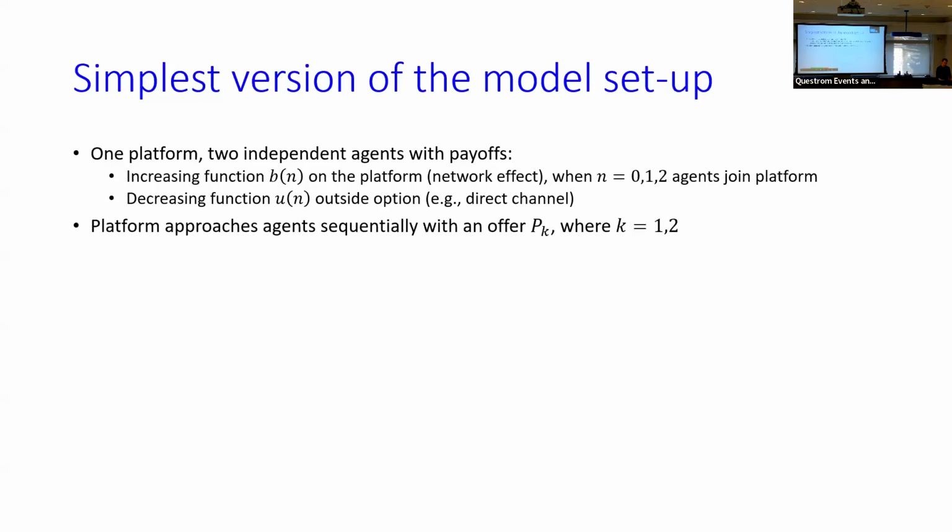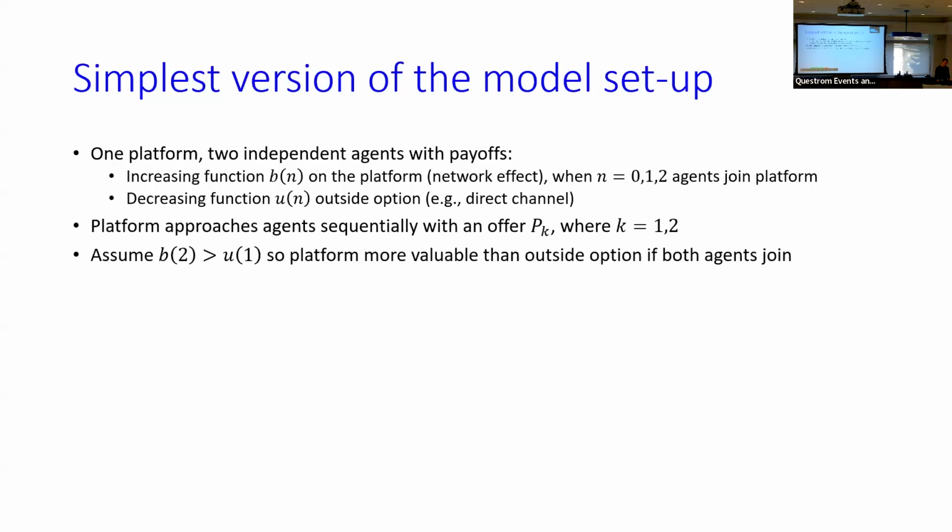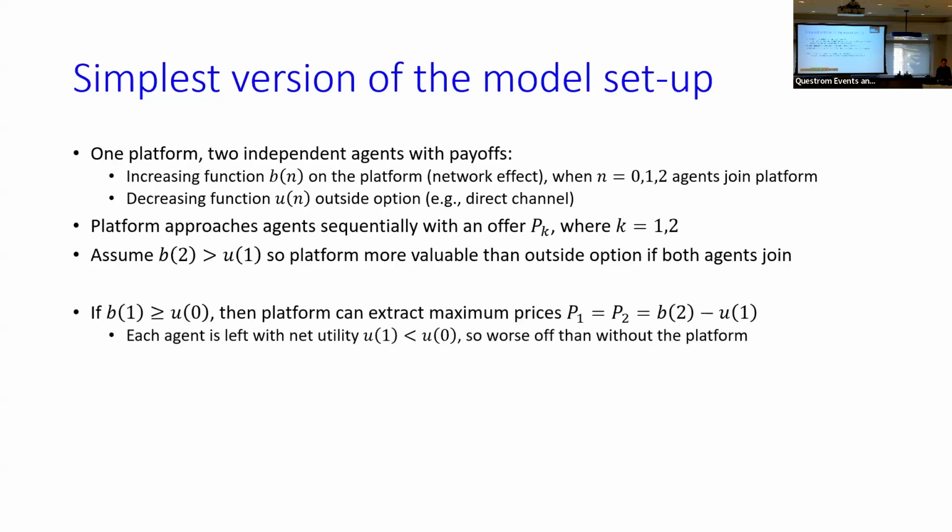So what we assume is the platform approaches the two agents sequentially, and it makes each agent an offer, P of k. And then we're going to make just an assumption just to make things reasonable, B of 2 greater than U of 1. So if both agents join the platform, the value they get on the platform is better than if one of them tries to stay outside the platform. Otherwise, the platform will not be viable, basically.